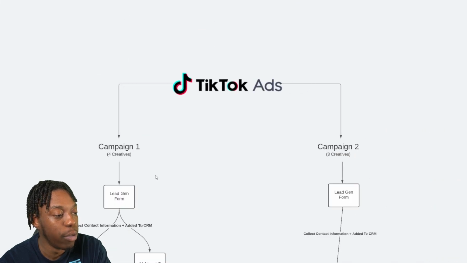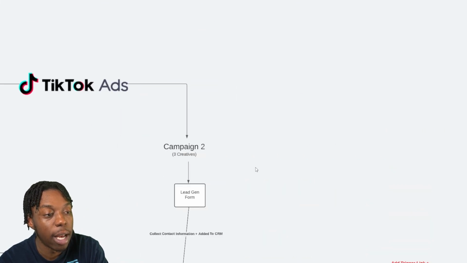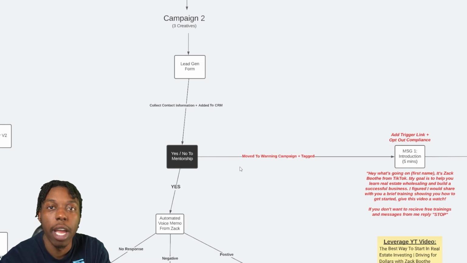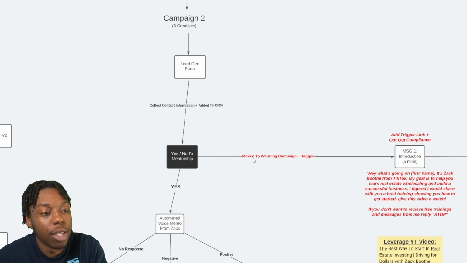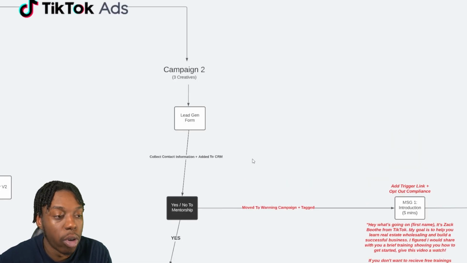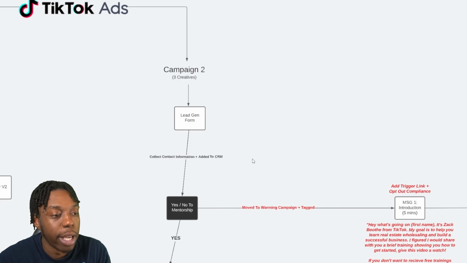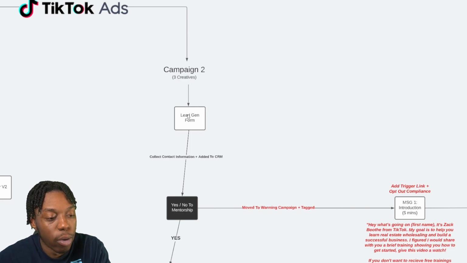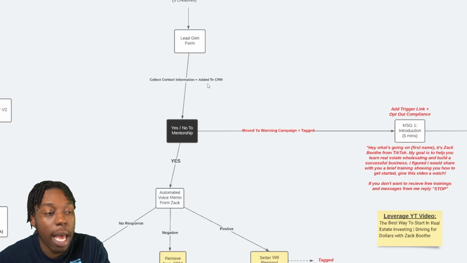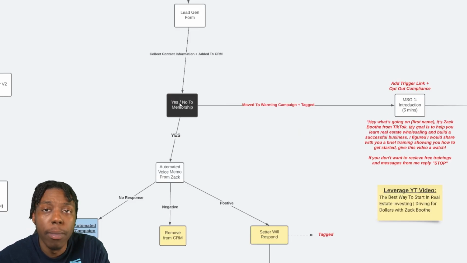All right, so moving on over to campaign 2. This is a deeper, longer campaign with more automations, and this is all being done with an automated tool called Go High Level. That's a CRM tool we use for all our students, including our business ourselves. Okay, so campaign 2, again, lead gen form. We'll collect the contact information and add them to our CRM. And then remember that question about yes or no to a mentor. There's 2 ways we can go about this.